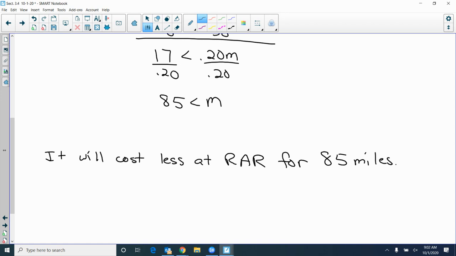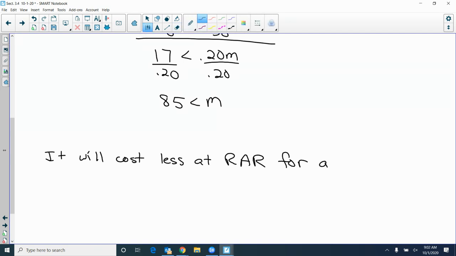So he's wrong. And this is a hard thing, is taking that answer in the context of the problem and writing it correctly. I mean, he's really, really close. I know what he means, but he's not telling me correctly. Joe? No, you got to use this first statement. It will cost less at Rent-A-Ride for, basically, you have got to finish that statement. Grant? 8.5 miles. No, not 8.5. Exactly. Anything over 85 miles? For anything over 85 miles.